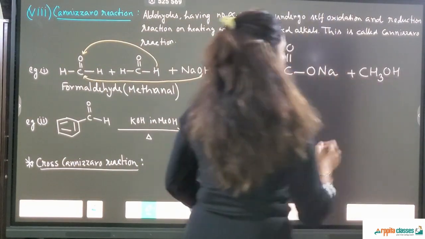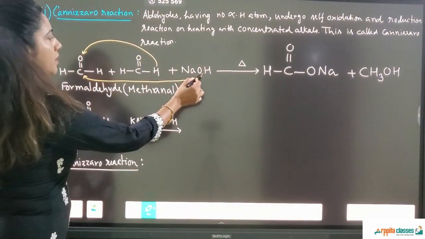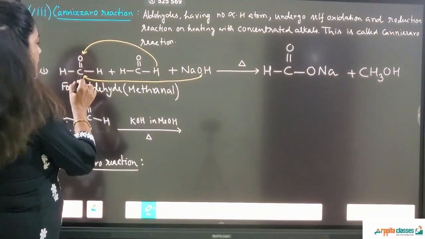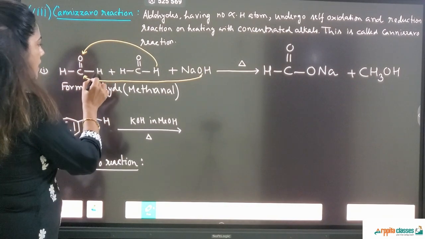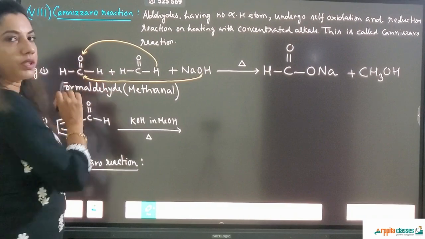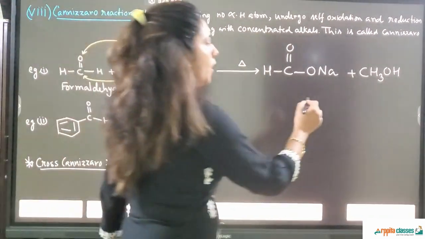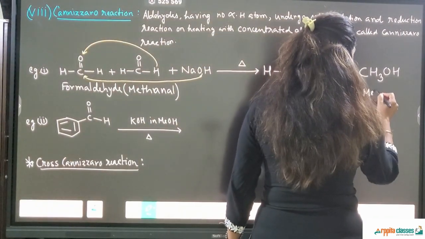Okay, now see what did I tell you? This hydrogen you attach with this carbon, so it is CH3, and this hydrogen you attach with this oxygen, OH. So you get methanol, or this is called methanol.